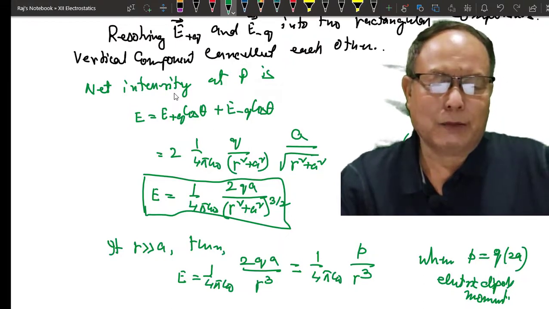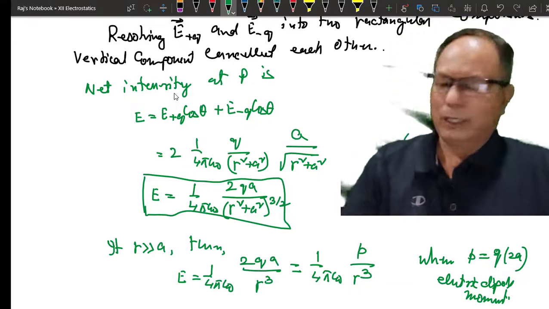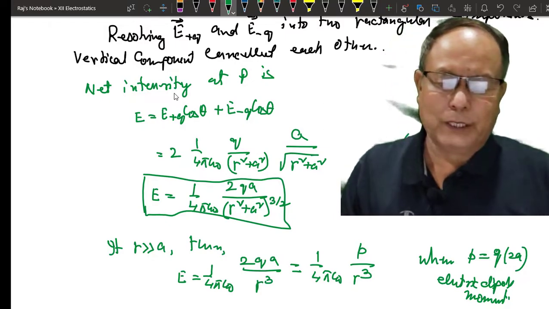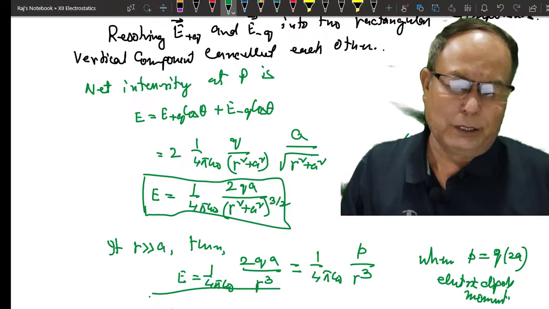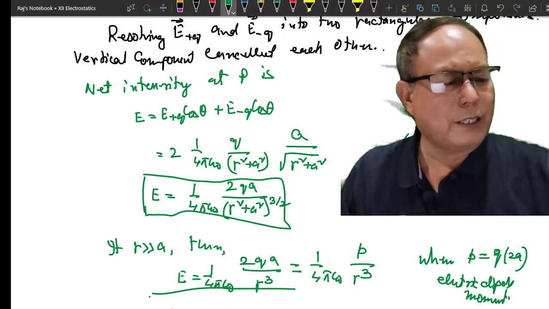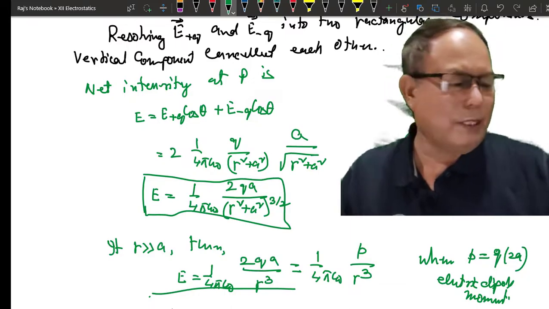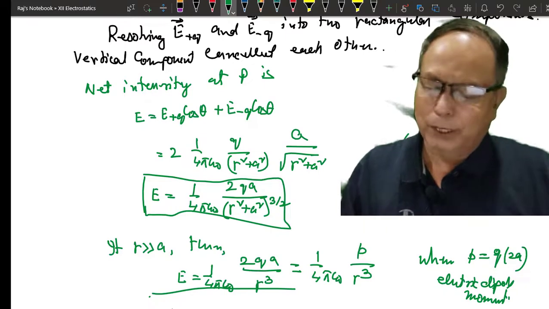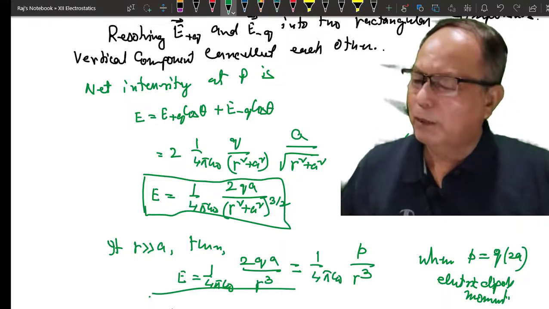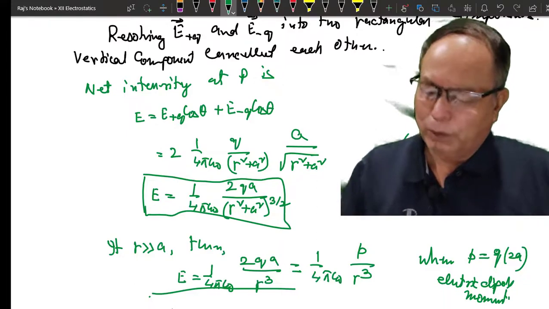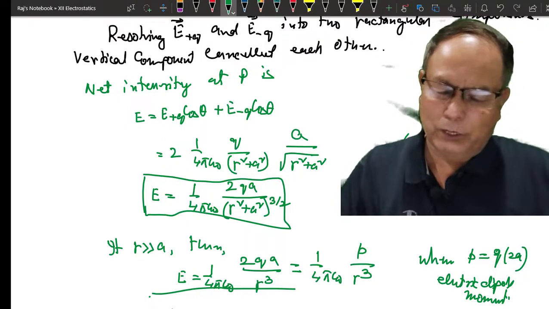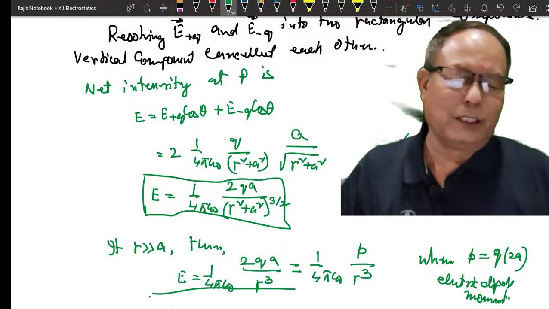In the coming videos, problems related to the electric field of an electric dipole will be solved. We will also look at an electric dipole in a uniform electric field, the force and torque exerted on it, and the derivation of those.